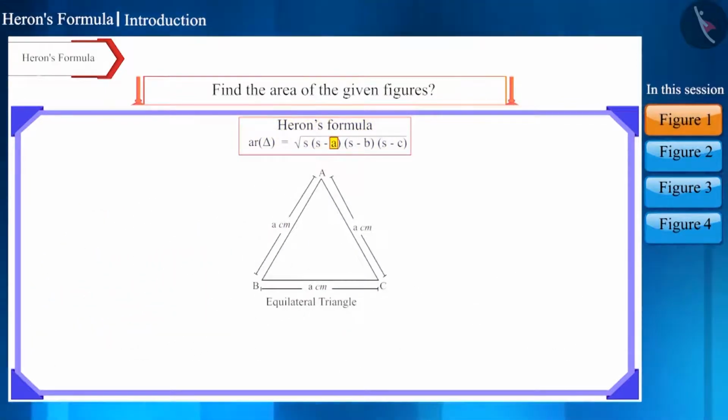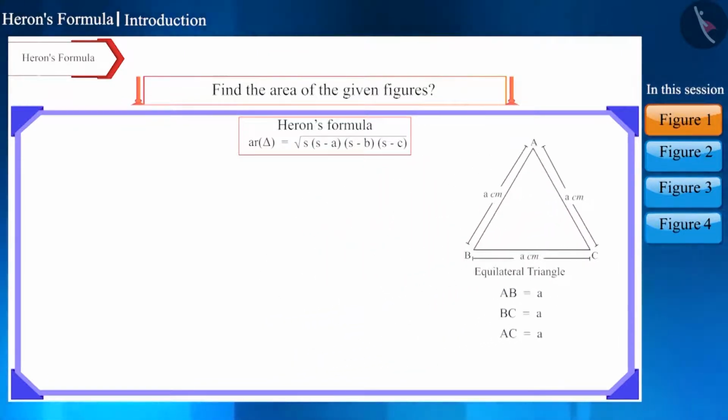Can you tell what will be the value of A, B and C here? All the three sides of the triangle are equal, so the value of all the three will be A. Now the formula will be like this. Square root of S(S minus A)(S minus A)(S minus A), which will be equal to square root of S(S minus A) raised to the power of 3.